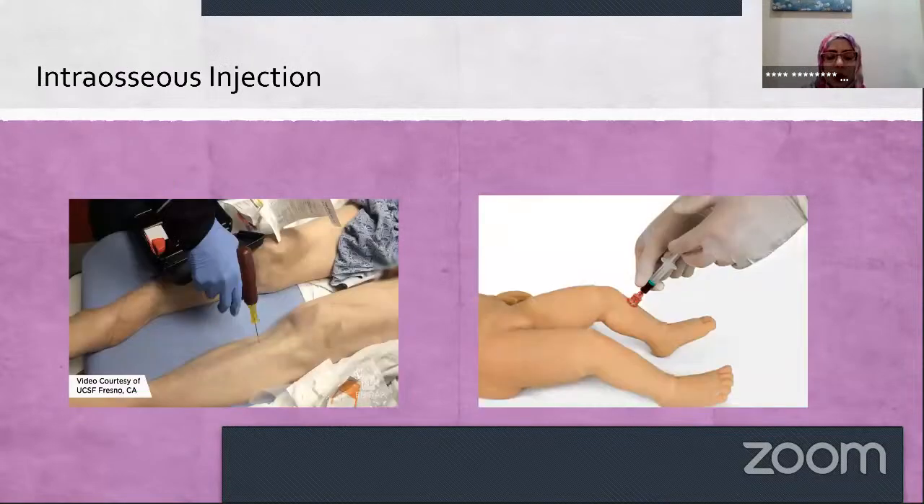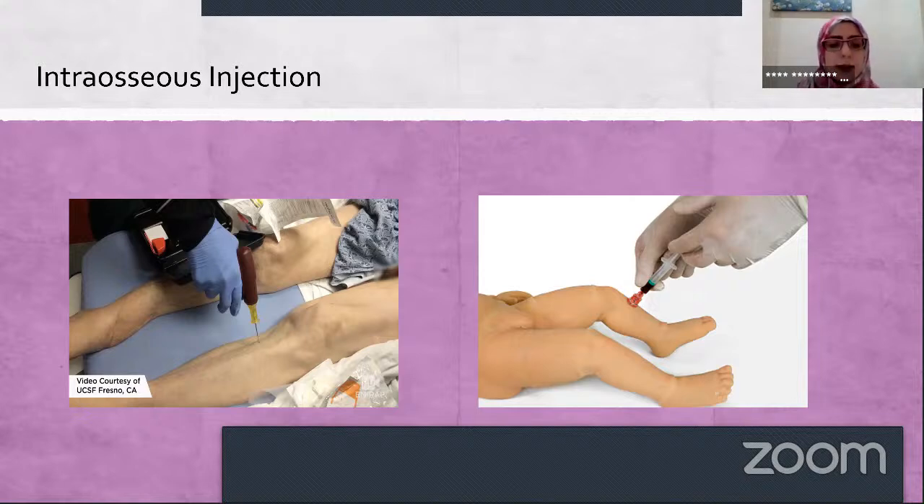The picture of intraosseous injection. I will share the movie of intraosseous injection with you later because apparently we cannot do this here. Maybe it's my internet problem. But it's important to know, because when you cannot provide an IV access, then you have this option.